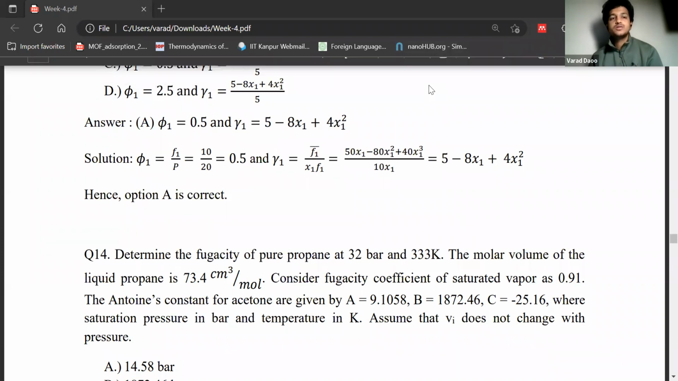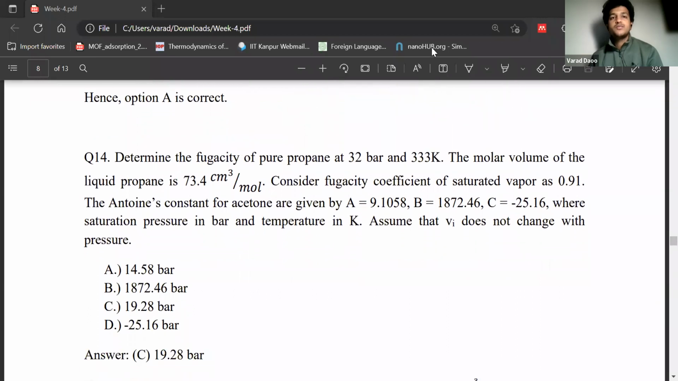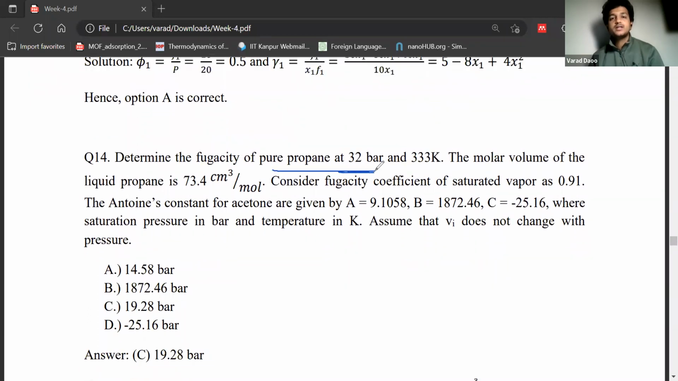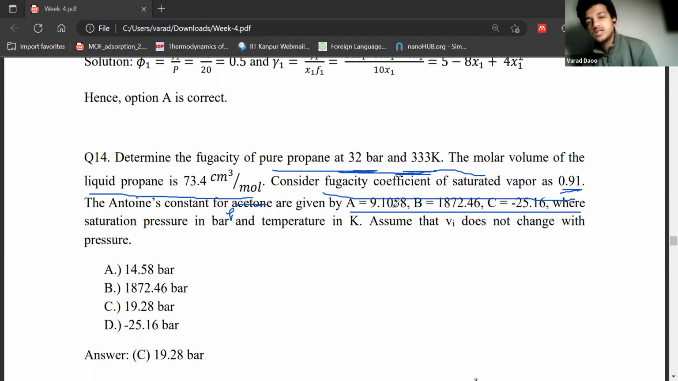This is the next question. Determine the fugacity of pure propane at 32 bar and 333 Kelvin. The molar volume of liquid propane has been given, and we are asked to consider the fugacity coefficient of saturated vapor as 0.91, and the Antoine constants for the acetone are given as this. Right? I think this is not acetone, this is propane only. The saturation pressure is in bar and temperature in Kelvin. Assume Vi does not change with pressure.